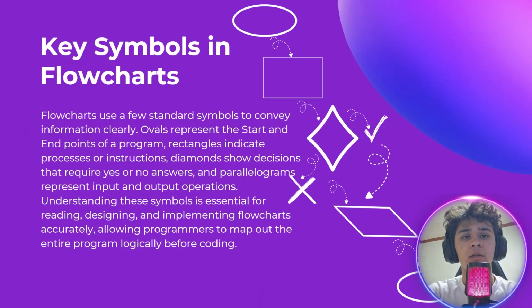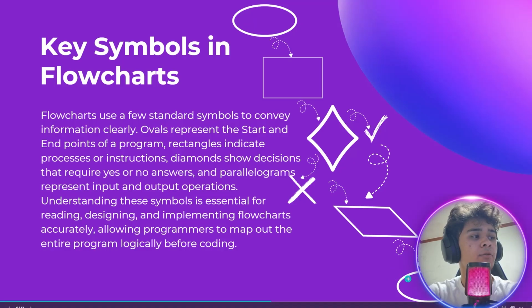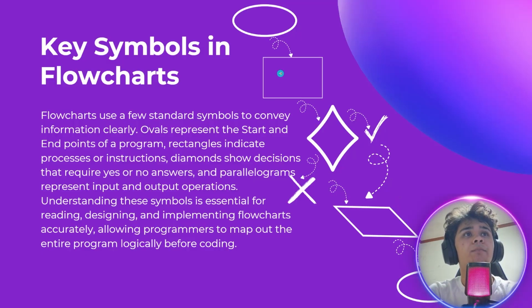So, key symbols in flowcharts. Flowcharts use a few standard symbols, which are like this: oval, rectangle, diamond shape, parallelogram. Ovals are used to represent the starting and ending point of any program, of any flowchart, while rectangles indicate a process or instruction.